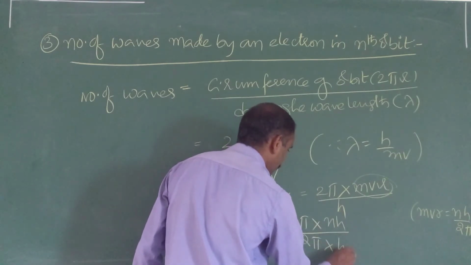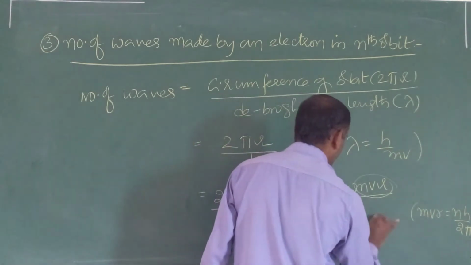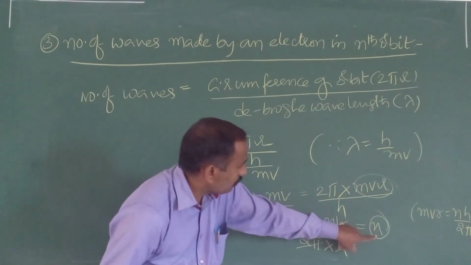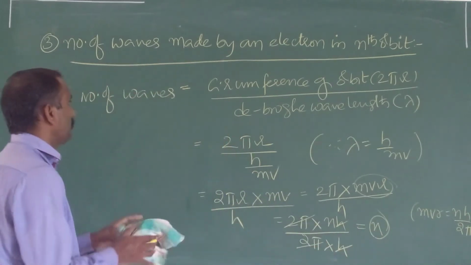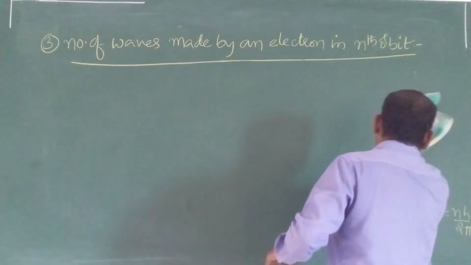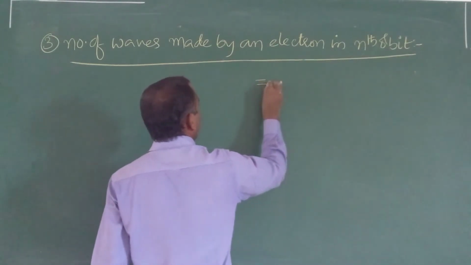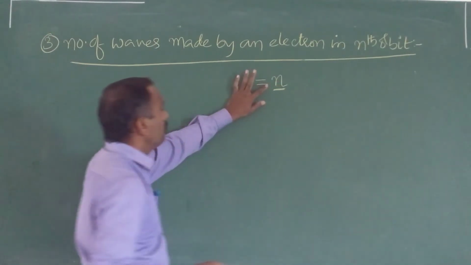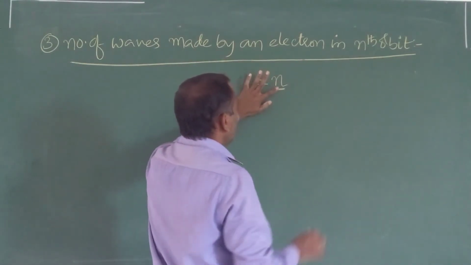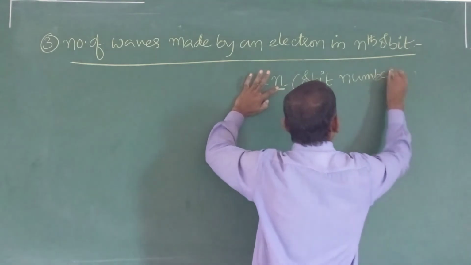Anyhow, the denominator h is there, therefore h gets cancelled. 2 pi gets cancelled. Lastly, what is left? n is left. Therefore, number of waves made by an electron is directly equal to the orbit number. n stands for orbit number. Therefore, directly you should remember that number of waves made by an electron in nth orbit equal to n. n stands for orbit number.